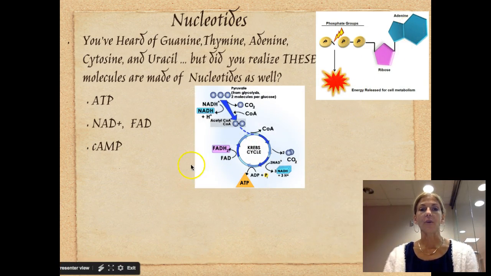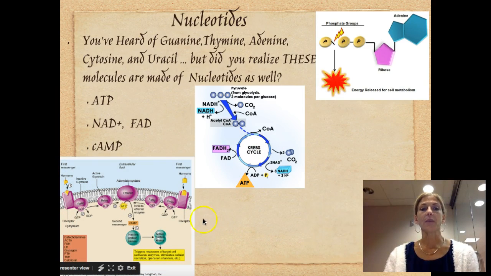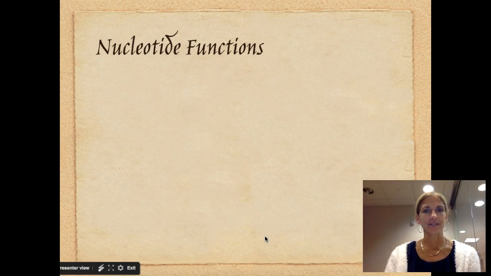GTP is also an example of a nucleotide. NAD plus and FAD we talked about with cellular respiration. And then cyclic AMP will be a new one for us. We'll talk about this with signal transduction. It's a way of getting a signal amplified from outside of the cell to the inside of the cell. So that's yet to come, second semester.